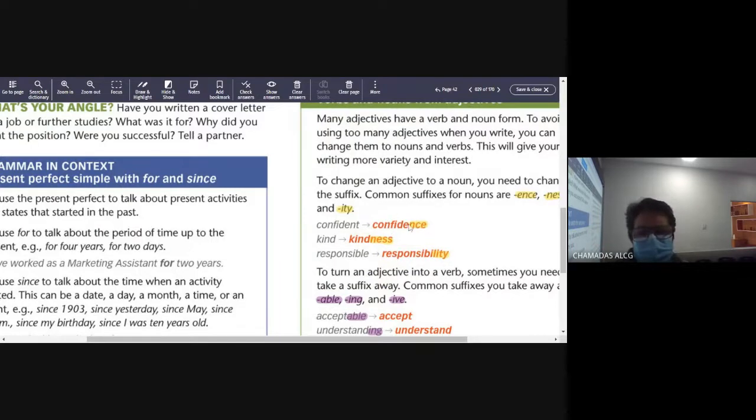So if we have a noun and we need to make an adjective, what do we have to do? You have to remove the suffix. Like confidence becomes confident. Kindness, the noun, becomes kind, the adjective. Responsibility, the noun. If I want to make an adjective, I have to remove the suffix, okay?